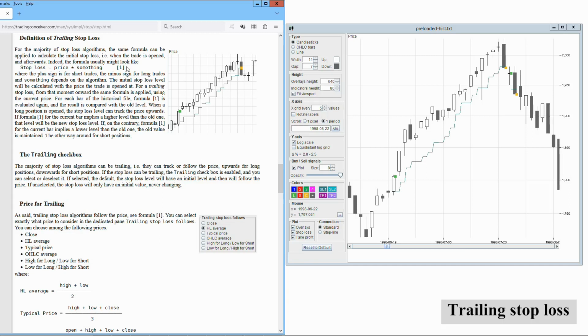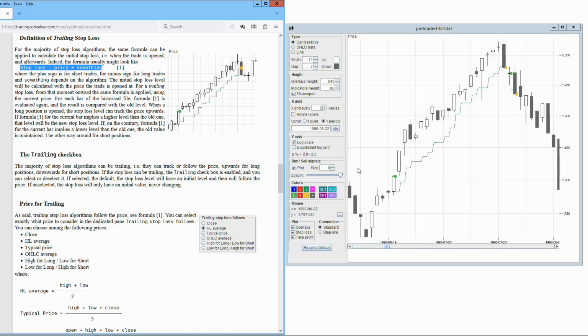For the majority of stop-loss algorithms, the same formula can be applied to calculate the initial stop-loss, that is when the trade is opened, and afterwards. Indeed, the formula usually might look like stop-loss equal price plus or minus something, where the plus sign is for short trades, the minus sign for long trades, and something depends on the algorithm. The initial stop-loss level will be calculated with the price the trade is opened at.